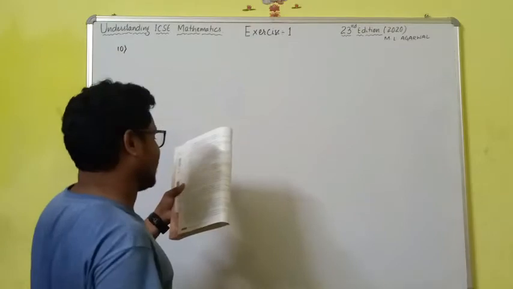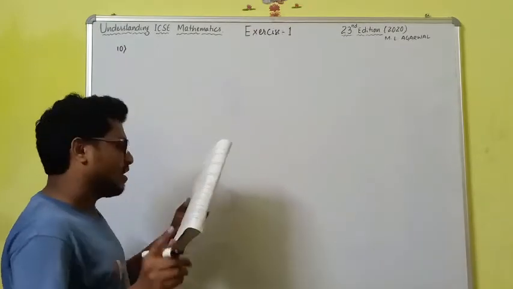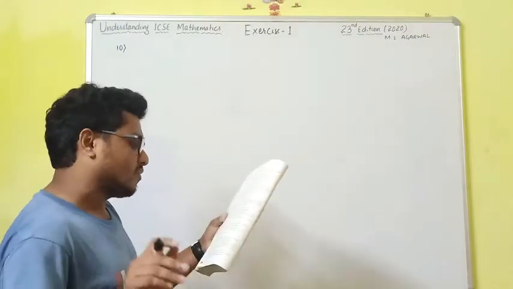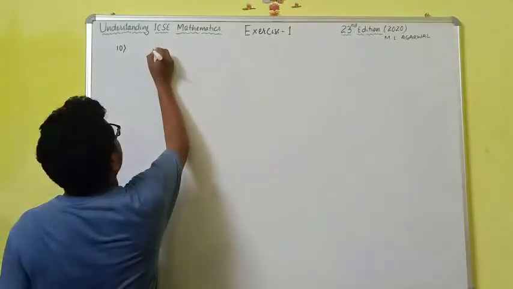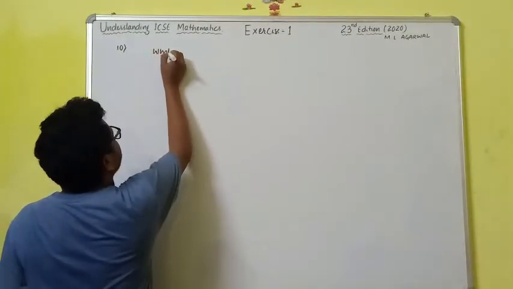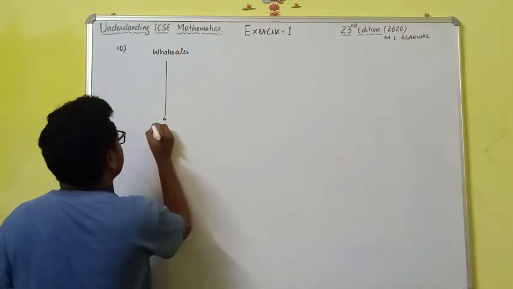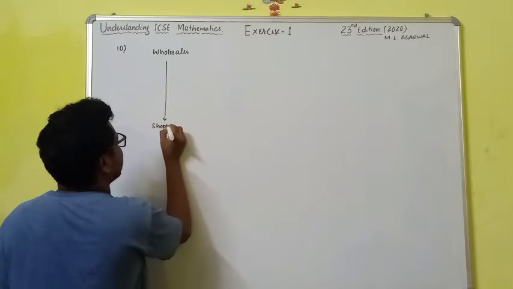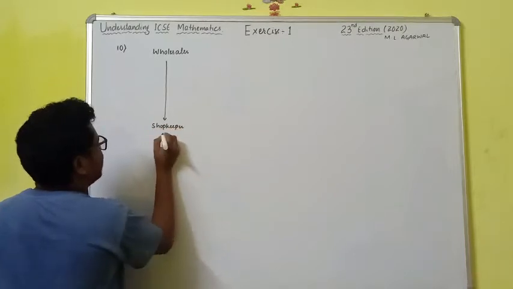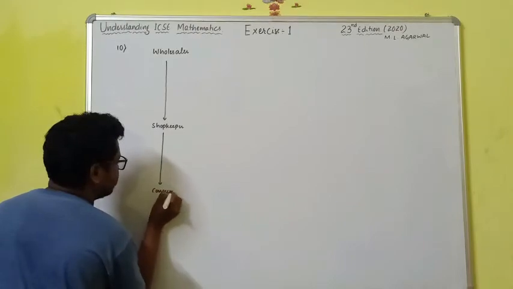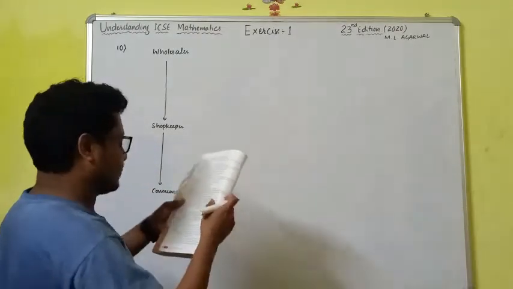And see here, the wholesaler allows a discount of 10% to the shopkeeper. Here the wholesaler is the beginner. Then comes the dealer, sorry, the shopkeeper is here, not the dealer. So the dealer is replaced by the shopkeeper. Then the consumer is there.